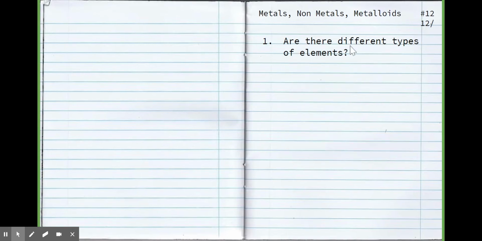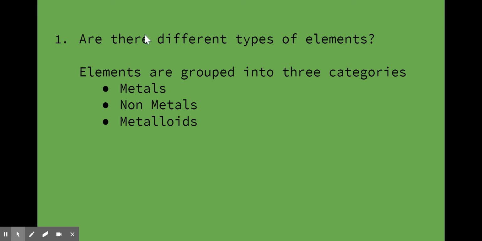Okay, on your next available page on the right-hand side, topic number 12. And the question is, are there different types of elements? Yesterday, in your previous day in class, we talked about how the periodic table is arranged. We talked about the family, row, group, period, and how they move by families and increasing atomic number. So now we ask, are there different types of elements? And the answer is yes, because we can also group them by metal, nonmetal, and metalloids. And that's what we're going to look at today.